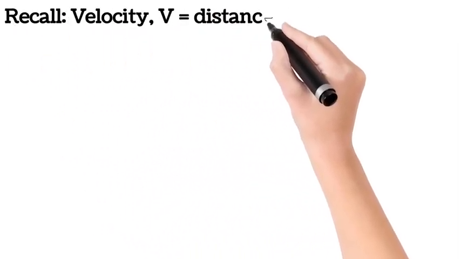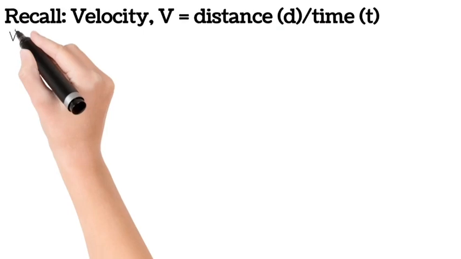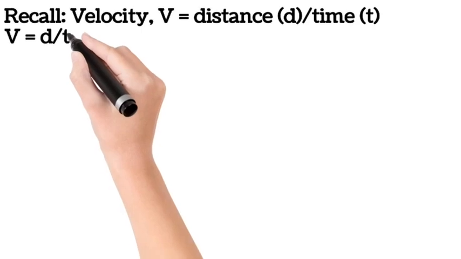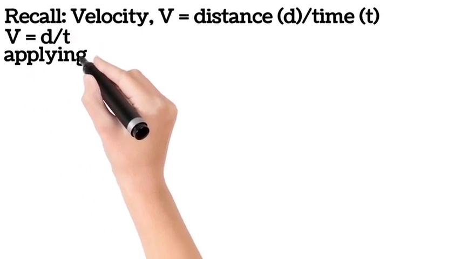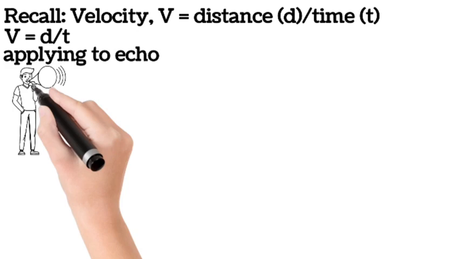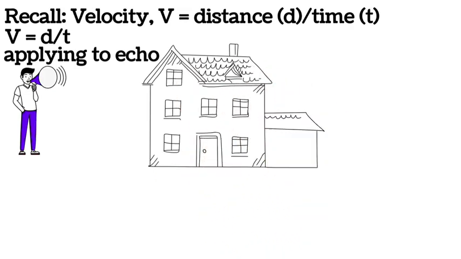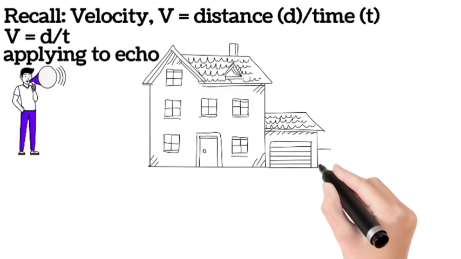Now recall that velocity, which is v, equals distance over time. That is to say that velocity equals d over t. Applying this to echo, if we have a boy here, this boy we call the source, and we have a wall, a boy and a wall, they are at a distance.